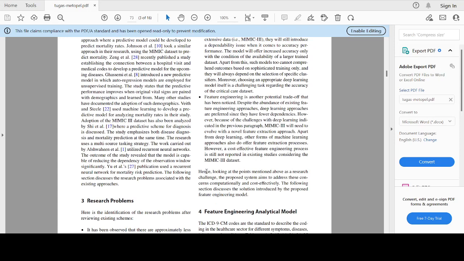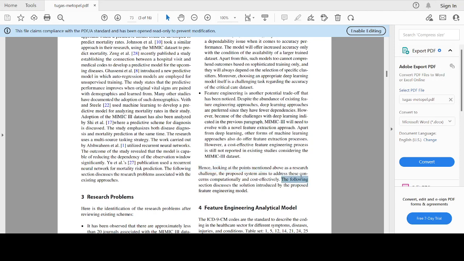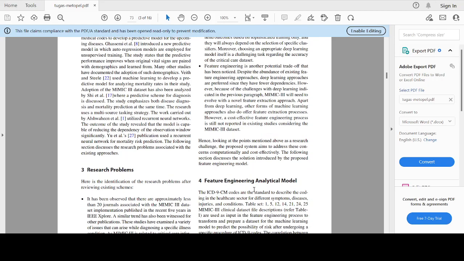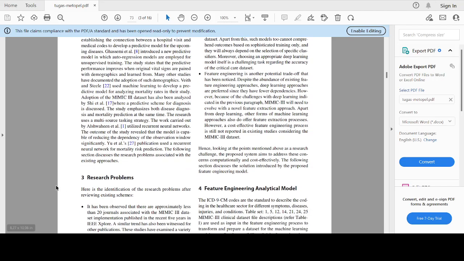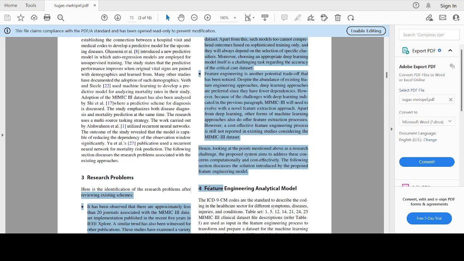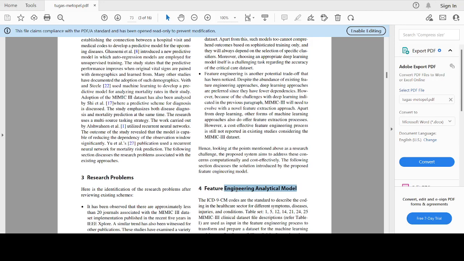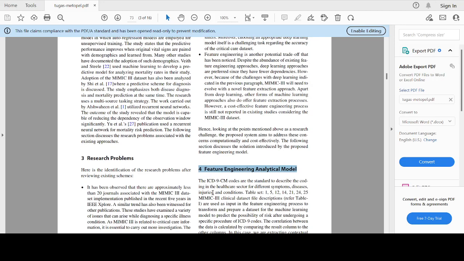Okay. Hence, looking at the points mentioned above, as a research challenge, the proposed system aims to address the concern computationally and cost effectively. The following section discusses the solution introduced by the proposed feature engineering. Okay, this is the two, right? Okay. Oh, this is the three. This is the problem. Okay, entering the feature engineering analytical model. Section 4.